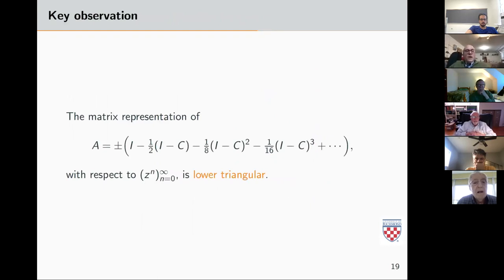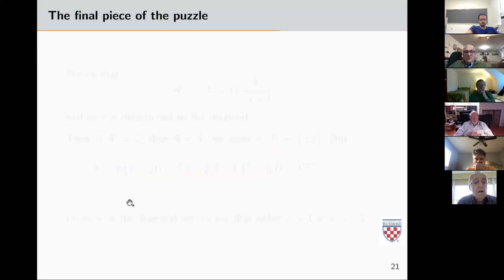All right, so notice that a key observation here is that the elements of this series are all lower triangular matrices. So these are actually lower triangular square roots of the Cesaro operator. Right, so now I'm in good shape, because now I just have to figure out the signs.